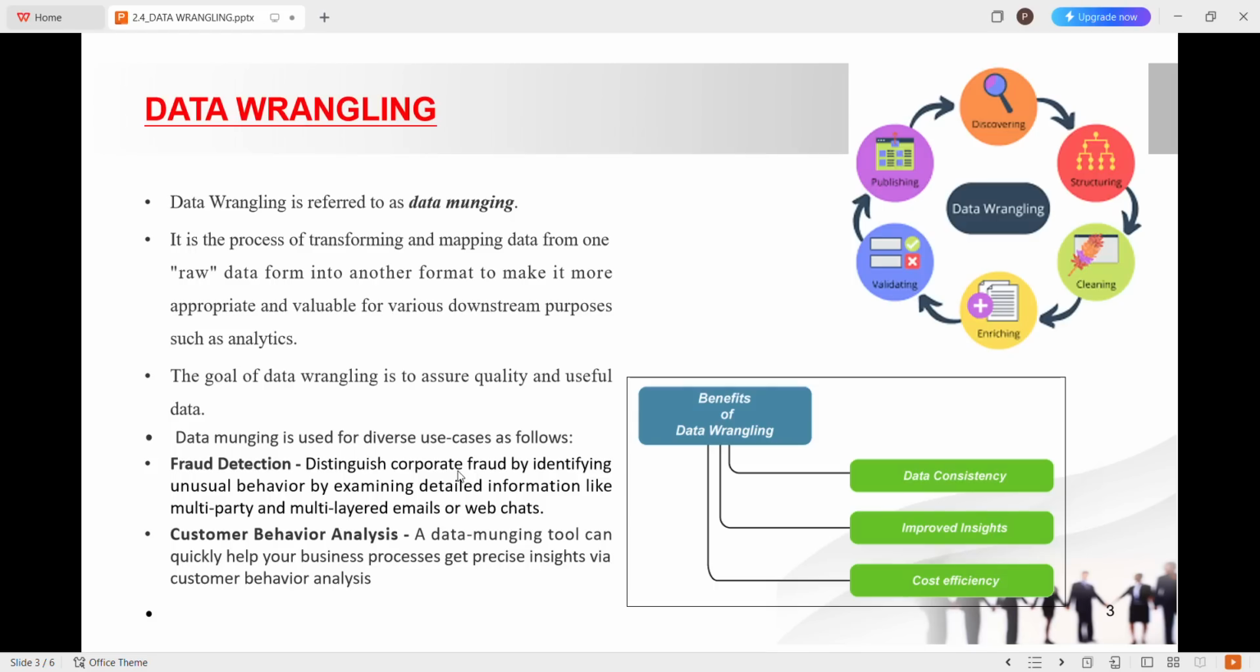One more day-to-day example is customer behavior analysis. If I take a normal example like Reliance Smart, and analyze what the customers are buying daily, these precise insights enable me to improve my business. Thus, moving on to the benefits of data wrangling: it mainly helps in data consistency, and we get improved insights and also cost efficiency.